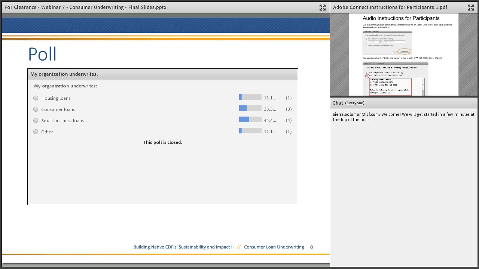Great, so we've got some great diversity in experience. Just to give you a little sense of this, we're having a small business specific webinar in January. For those of you who underwrite housing loans or are thinking of moving into that area, you'll find a lot of the analysis actually similar to consumer lending. So this is going to be, I think, the more helpful webinar for you, but we encourage everyone to attend both.